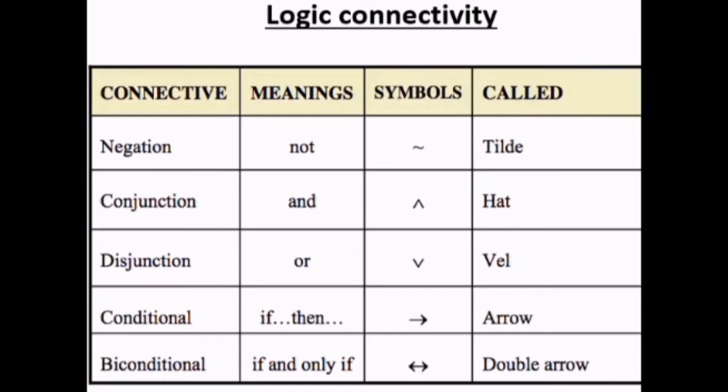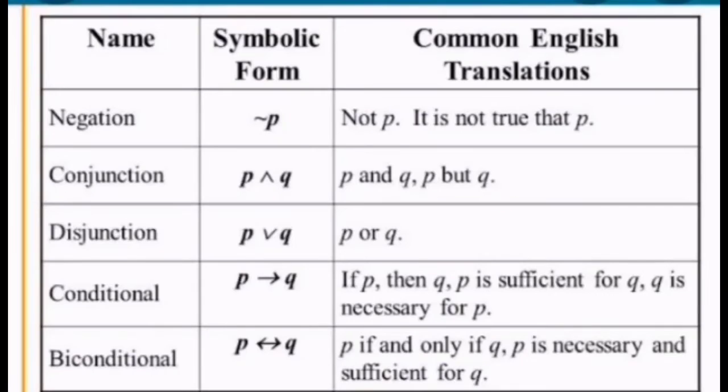Moving on, biconditional is a statement combining a statement with its converse. It uses if and only if. The symbolic form is a double arrow. Additional information is the common English translation. Let's just say that P represents a sentence. If the sentence P is not true, then you will use the tilde before the P. If the sentence P connects with and or but to the sentence Q, then you will use the hat.